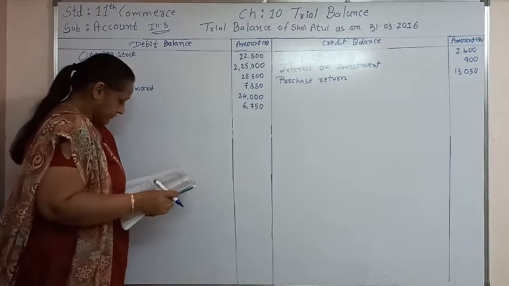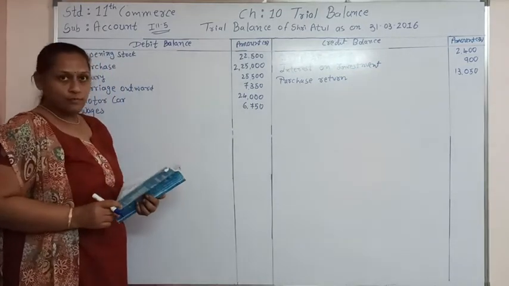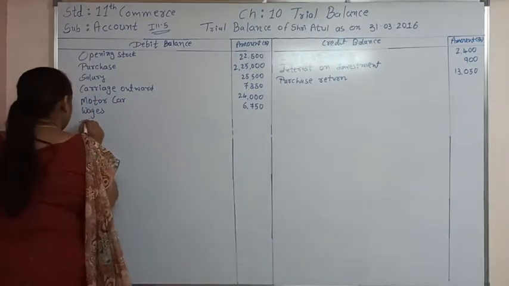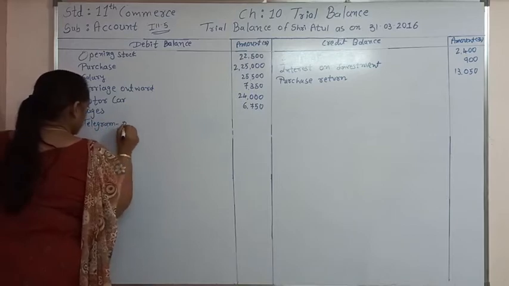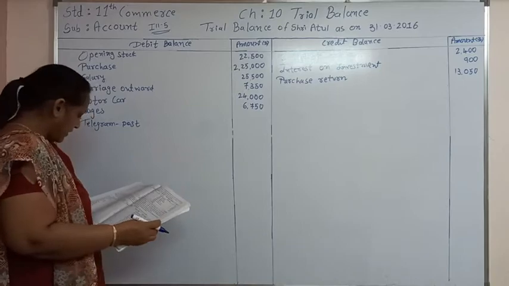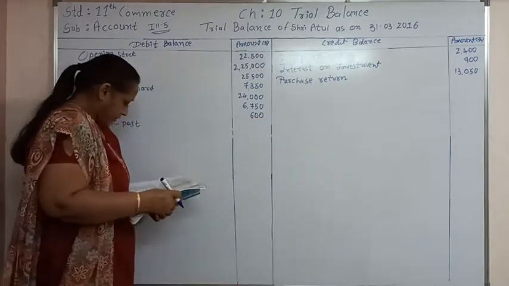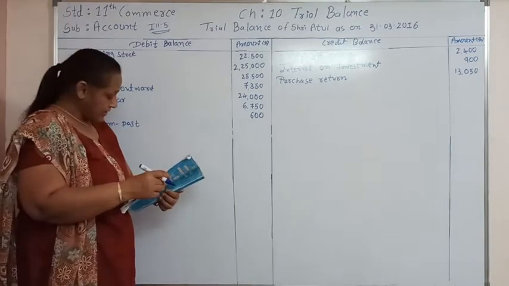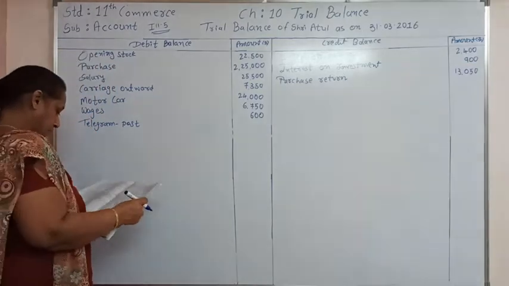After that, another is telegram and post, and it is again an expense of the business, and expense has a debit balance. And it has a balance of 600. After telegram and post, another account is the drawing account, and drawing account has a debit balance, so that will be 6,000.